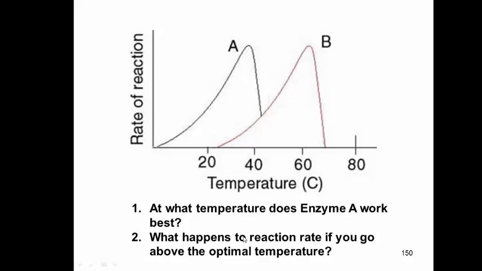The next question says, what happens to reaction rate if you go above the optimal temperature? Well, let's look at the case for enzyme A. Let's say we go up to 45 degrees Celsius. Well, then reaction rate decreases, doesn't it? So the optimal temperature is the temperature at which the enzyme works best. If you go below that or above that, the enzyme is not going to work as well.